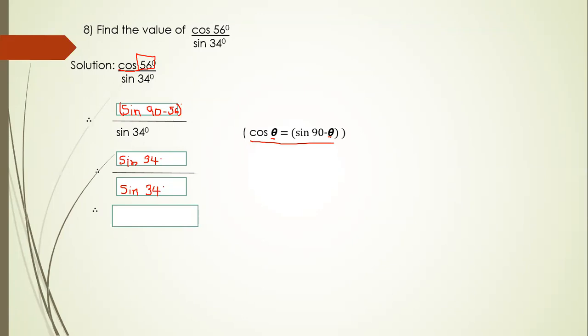Okay. Now here we have sine 34 degree. Here also we have sine 34 degree. So what we will do, we will cut this both. Okay. So what answer we will get for this? We will get the answer as 1. So the value of cos 56 degree upon sine 34 degree is 1. Because both places, if you will see, it is sine 34. So when you will cut, you will get the answer as 1.